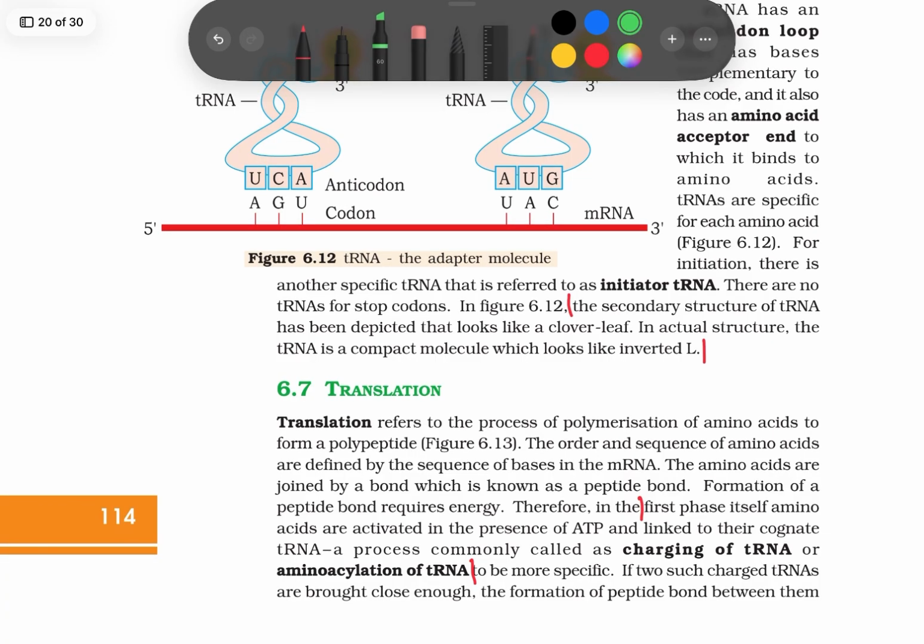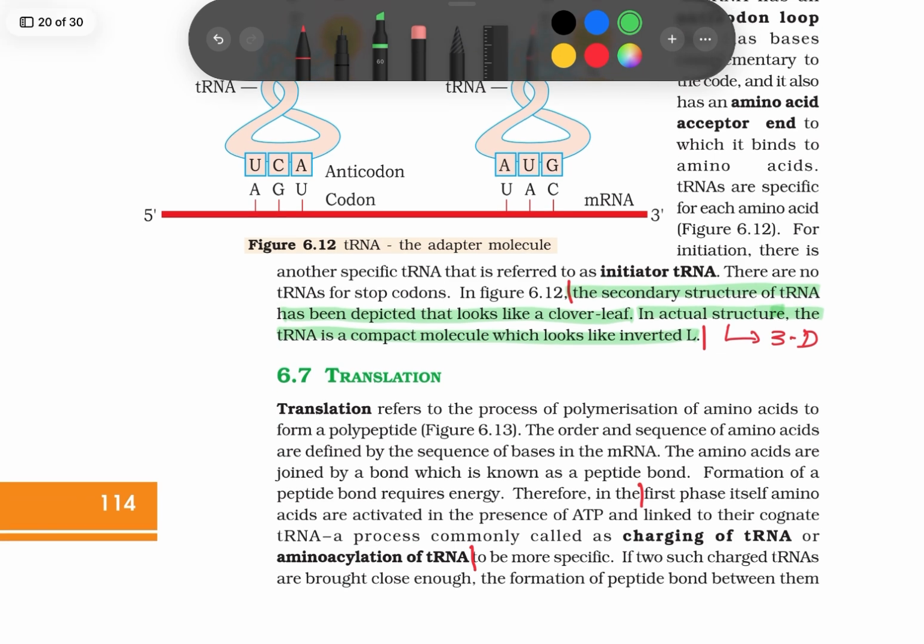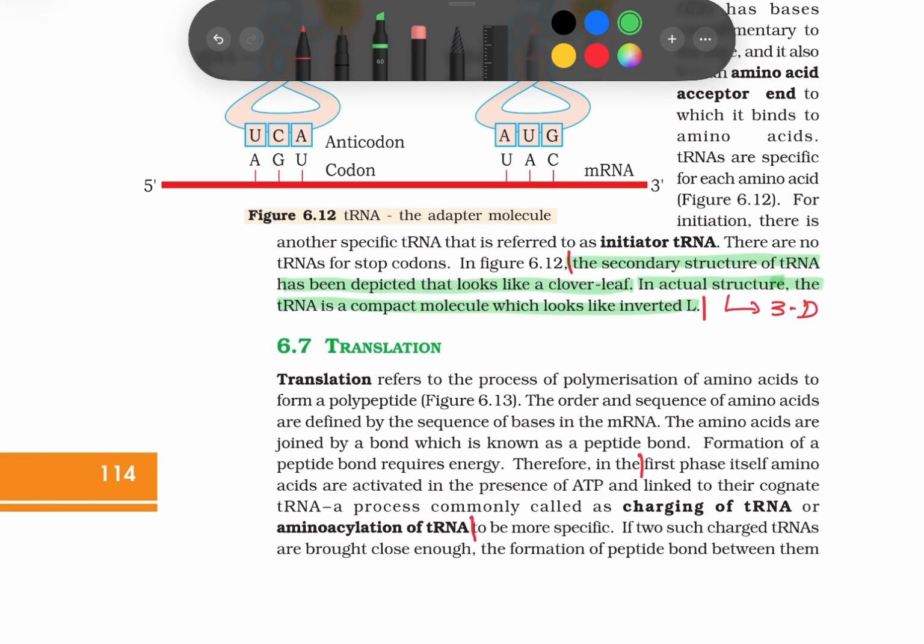The secondary structure of tRNA has been depicted that looks like a clover leaf. The secondary structure of a tRNA is clover leaf. The actual structure means the 3D structure. We can say this 3-dimensional structure looks like an inverted L. Very important points. Definitely you are going to get confusion in this. So do remember, the secondary structure looks like a clover leaf and the 3D picture or actual structure looks like an inverted L.